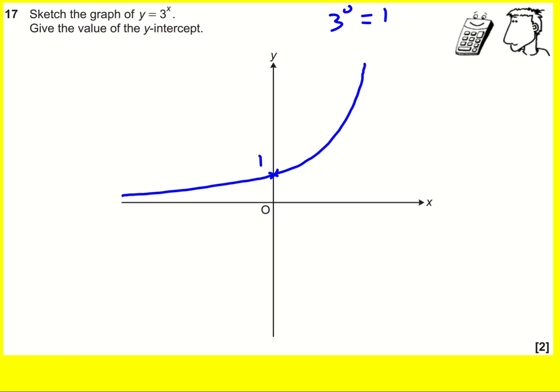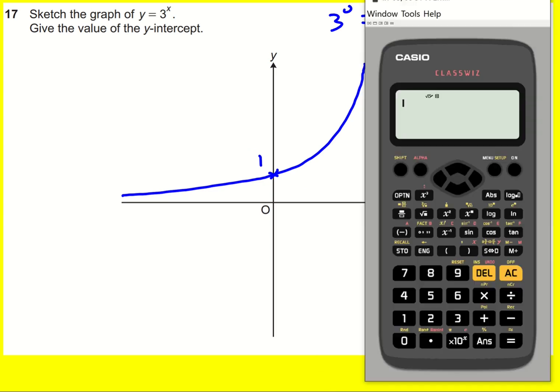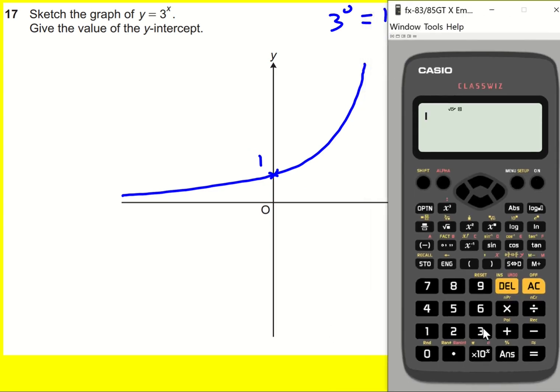And what if you had no idea what it looked like? Well, this is a calculator question, so you could try some values out. You could even get your table function out, or you could just try putting in 1, 2, 3, and so on. And what you'll see actually is that we're just timesing by 3 every time.